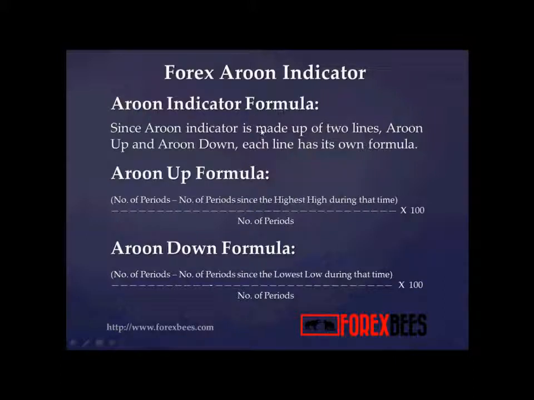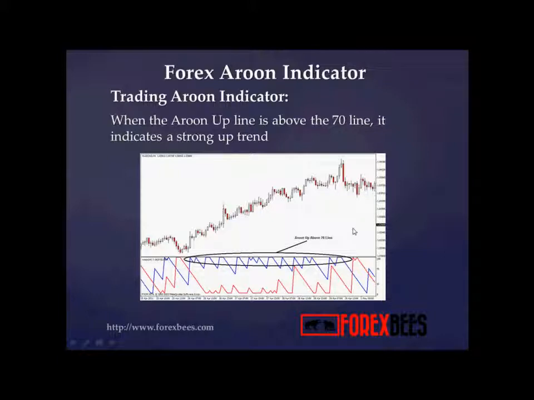Aroon indicator formula. Since the Aroon indicator is made up of two lines, the Aroon up and Aroon down lines, each line has its own formula. Aroon up formula is number of periods minus number of periods since the highest high during that time, divided by number of periods, times 100. Aroon down formula is number of periods minus number of periods since the lowest low during that time, divided by number of periods, times 100.